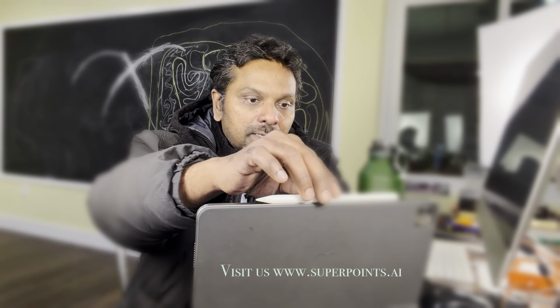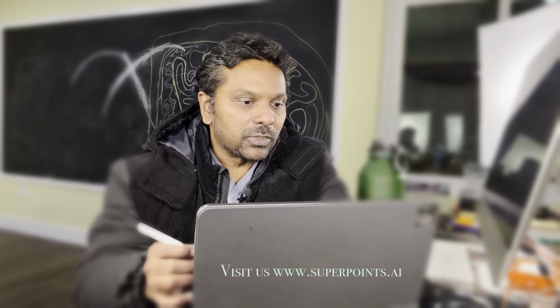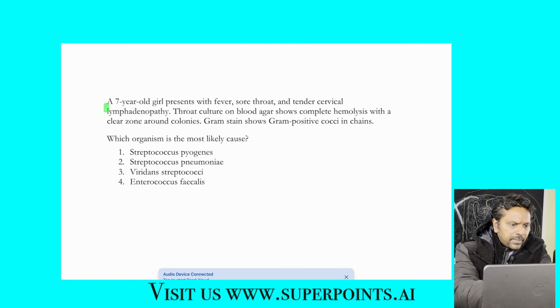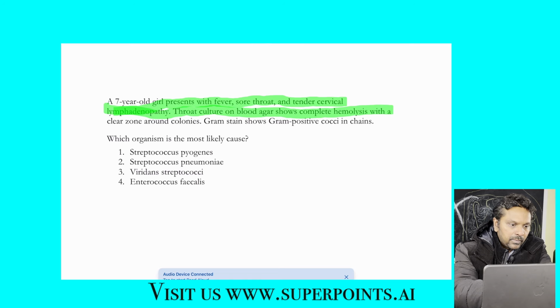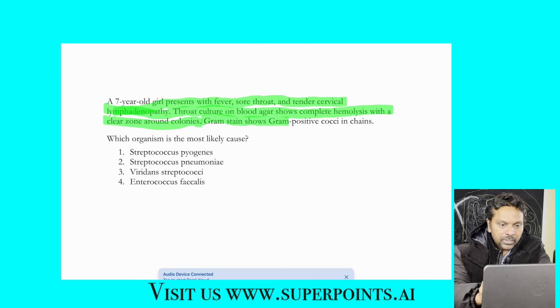So with this, let us start with this question. A 7-year-old girl presents with fever, sore throat, and tender cervical lymphadenopathy. Throat culture on blood agar shows complete hemolysis with a clear zone around colonies. Gram stain shows gram-positive cocci in chains. Which organism is the most likely cause?